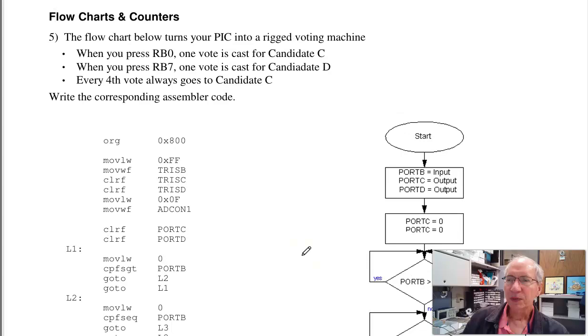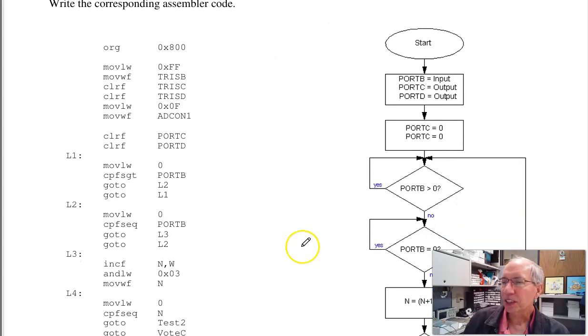Problem 5 is a flowchart. This is something you can expect to see on a test. Convert the flowchart to assembly. And what I prefer, makes grading a whole lot easier, is go block by block. This block is a section of assembly.